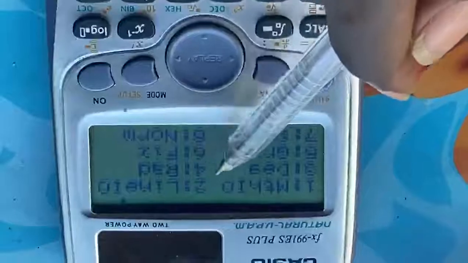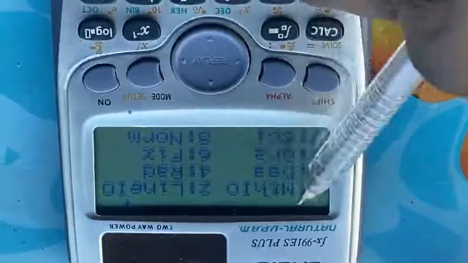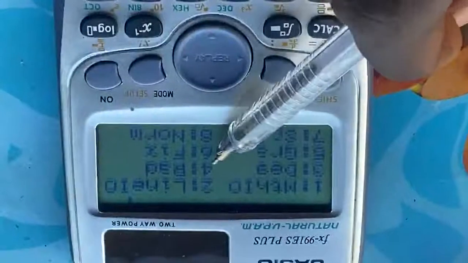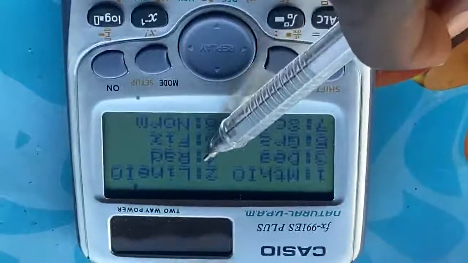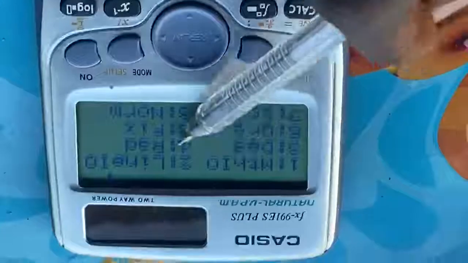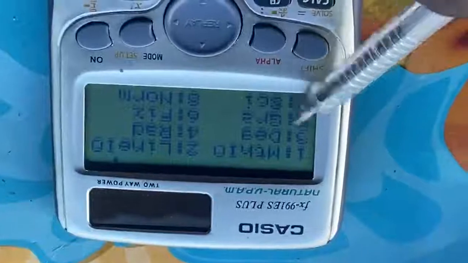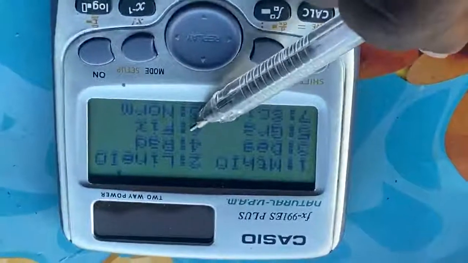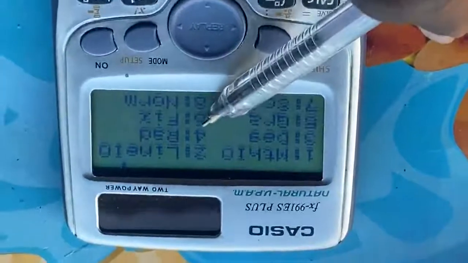Then this 4 here is for radian. If you want your answer to be in radian, you just click number 4 and go back and do whatever you want to do, and whatever you get will be in radian. This one is for the grad, if you want your answer to be in grad. And this one is called the fix. This fix here is for what?